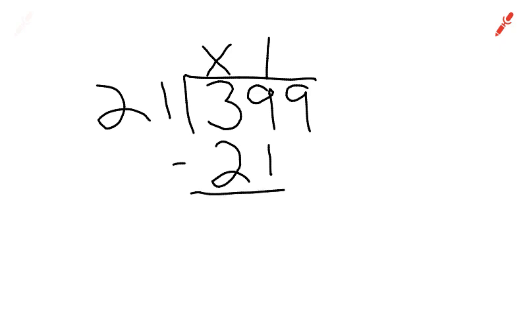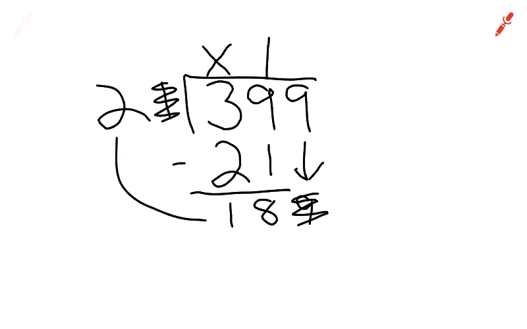Go ahead and subtract. You get 18. Bring down the 9. And now we're having to figure out how many times 21 goes into 189. Do the same thing to estimate it. Cover up your last digit in both numbers. Cover up this and cover up this, so that you're just asking yourself, how many times does 2 go into 18? 2 goes into 18 9 times.